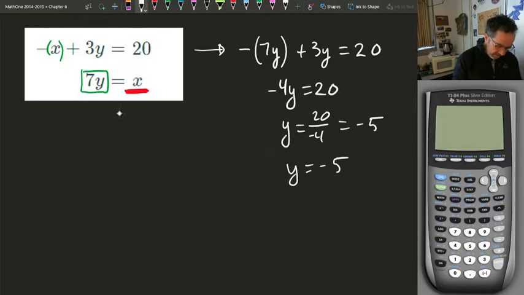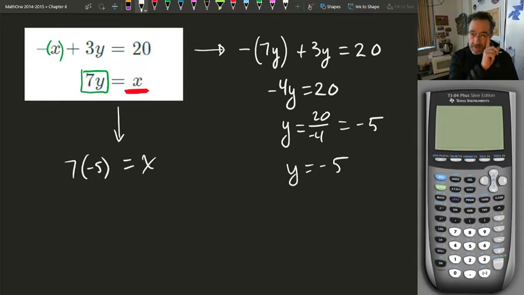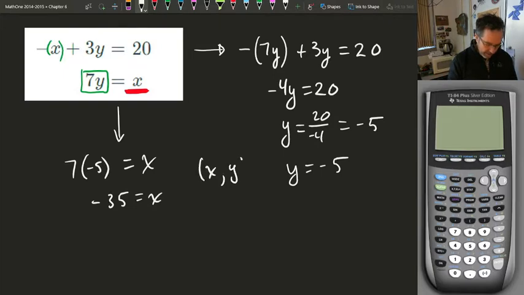Well, it turns out the second equation says something very nice. It says, hey, x is the same thing as 7 times whatever y is. Well, I just found out y was negative 5. 7 times negative 5 is negative 35. That's what x is. So my solution to this system I write as an ordered pair. An ordered pair is an x value followed by a y value. And the ordered pair is x will be negative 35 and y will be negative 4.